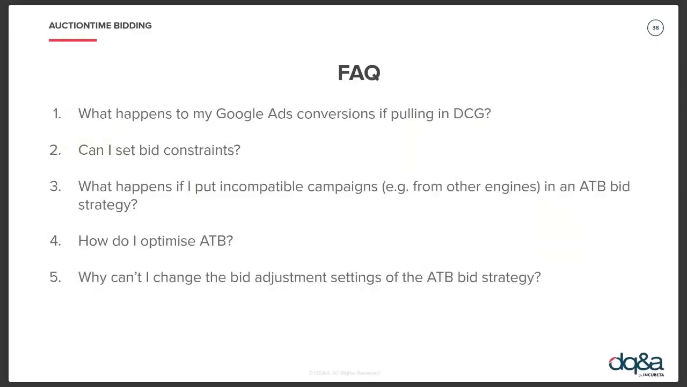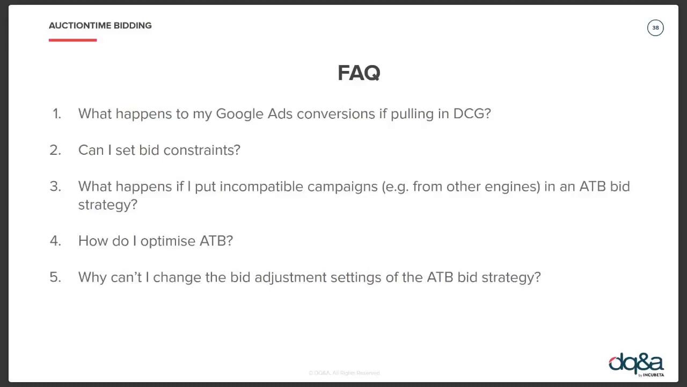Excellent stuff. So here we've listed out a few frequently asked questions we've received so far when talking about auction time bidding with our partners. So one question that comes up is, what happens to my Google Ads conversions if I'm pulling in a non-default conversion goal? Great question. Google Ads will essentially stop recording what would normally be conversions from your Google Ads conversion pixel. And instead, as we know, it starts to report back on your chosen conversion goal, whether that's your formula column, floodlight, or Google Ads conversion, as it was.